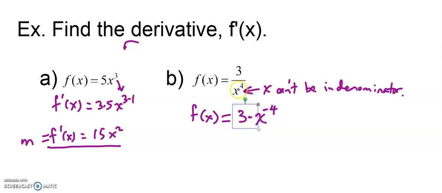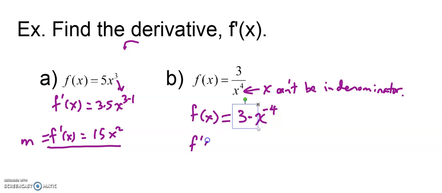Remember that we can move bases and their exponents from top to bottom and bottom to top, either by giving negative exponents or taking away negative exponents. Again, I hope we remember that from algebra. So now my new function can be written as 3x to the negative 4. Now this is derivative friendly, and I'm ready to take the derivative.